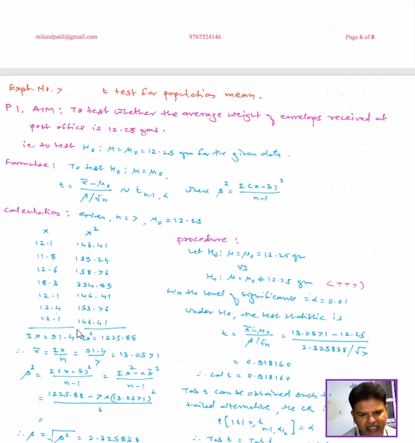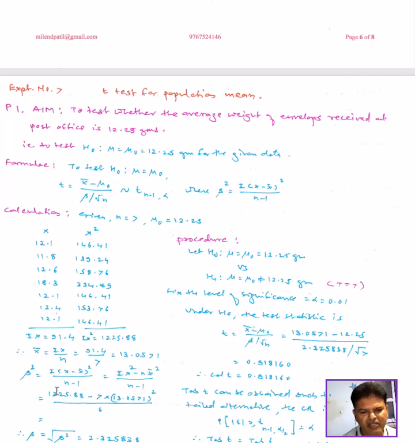So what is the addition? The summation x square is 1225.88. Then calculate the value of mean. How to calculate the mean? Mean is summation x upon n. Summation x is known, n is known. The value now comes out to be 13.0571. Then calculate the sample mean square, s square.